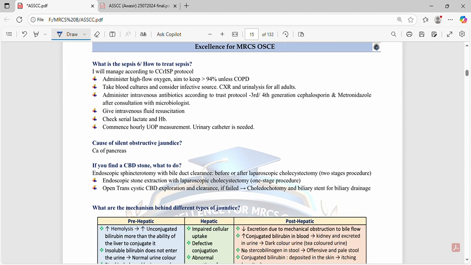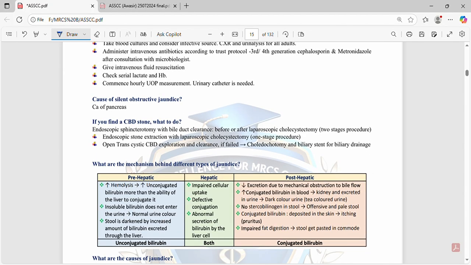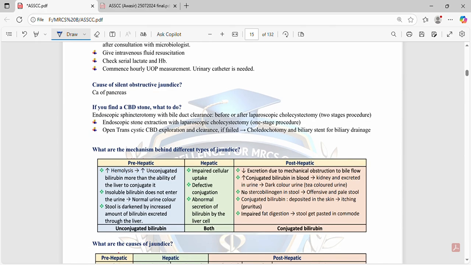What is a cause of silent obstructive jaundice? Silent obstructive jaundice, which is painless, can be carcinoma of the pancreas. If you find a CBD stone, what to do? Endoscopic sphincterotomy, you go for ERCP immediately. After stabilizing the patient, give him vitamin K, give him FFPs, check the PT and INR, and then go for endoscopic removal. If endoscopic fails, then you can go for open or laparoscopic surgery, but laparoscopy is the gold standard: laparoscopic choledochotomy.